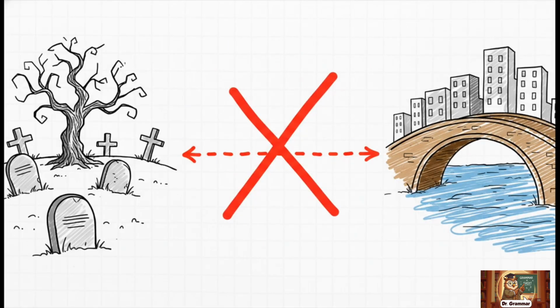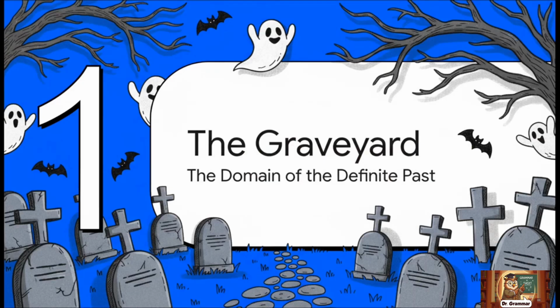Okay, so here it is, the secret map. We are throwing out that old, confusing timeline. Just forget it. Instead, I want you to picture the past as two completely separate zones. The first is the graveyard, a place of finished stories. And the second, it's the bridge, a structure that connects the past directly to right now. Let's go explore. First stop, the graveyard.